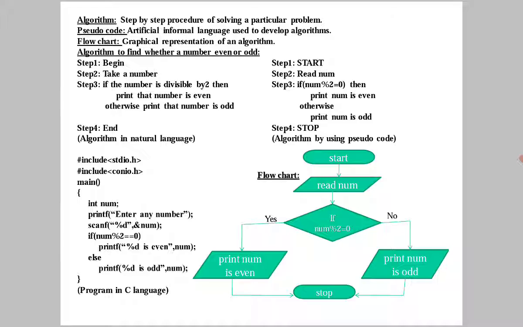So what is an algorithm? An algorithm is a step-by-step procedure. An algorithm is nothing but a step-by-step procedure to find a solution for a given problem.